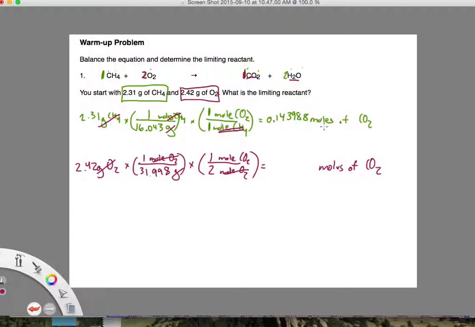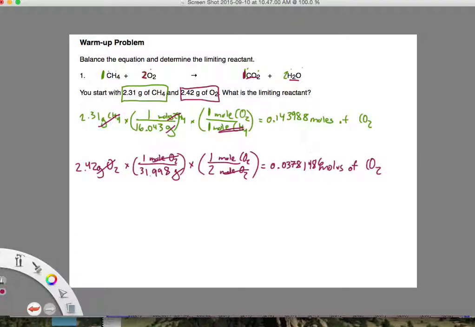So let's calculate this out. Let's say 2.42 divided by 31.998. Okay, I'm going to hit enter. And now I'm going to multiply, or I guess I could divide that answer by 2 if I wanted to. So I'm going to divide by 2. And I get 0.0378148486 blah blah blah. It keeps on going.